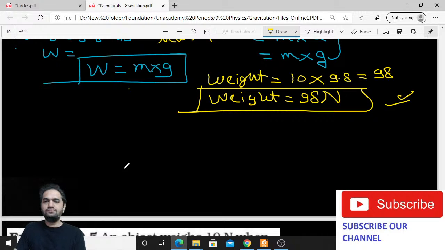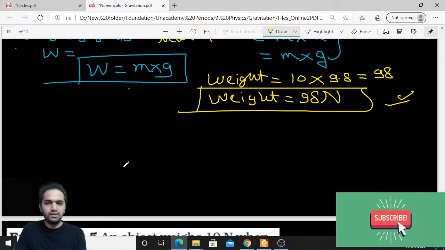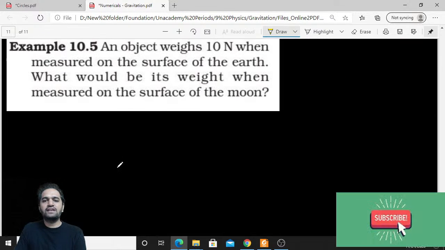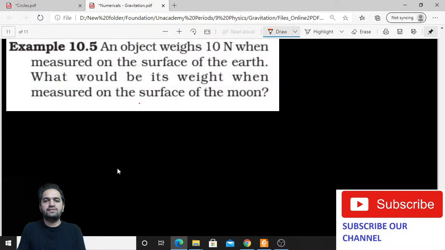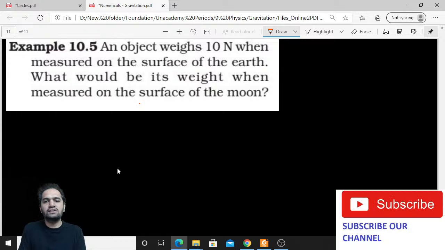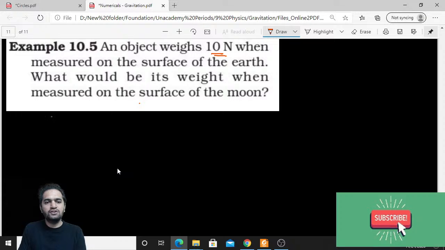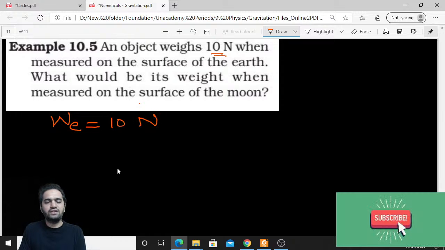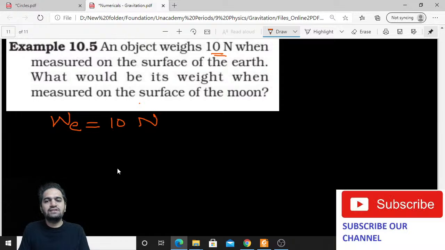So that is done. Now, please come to the next question. The next question is, an object weighs 10 Newton when measured on the surface of the earth. The weight of the object on the earth is 10 Newton. So do one thing, you represent that by WE, that is 10 Newton. They are asking what is the weight on the moon.